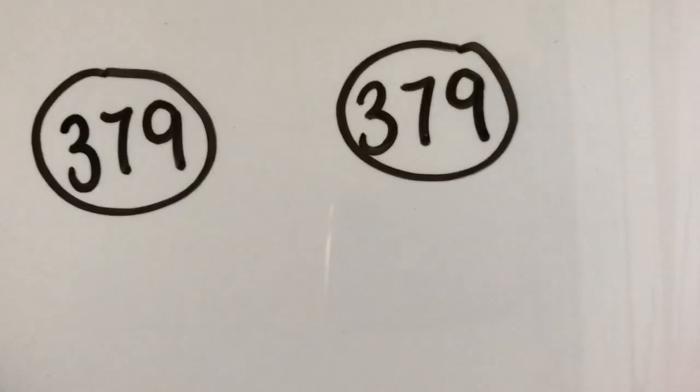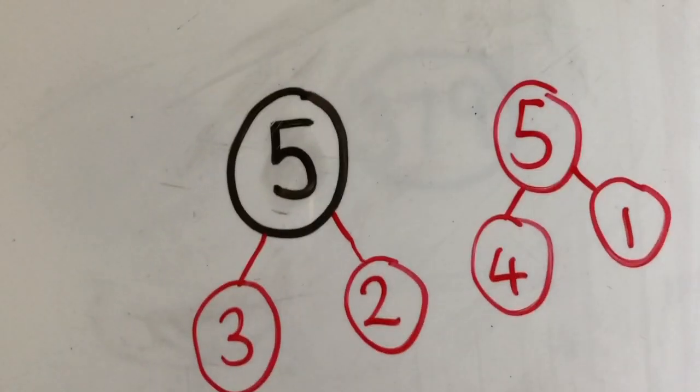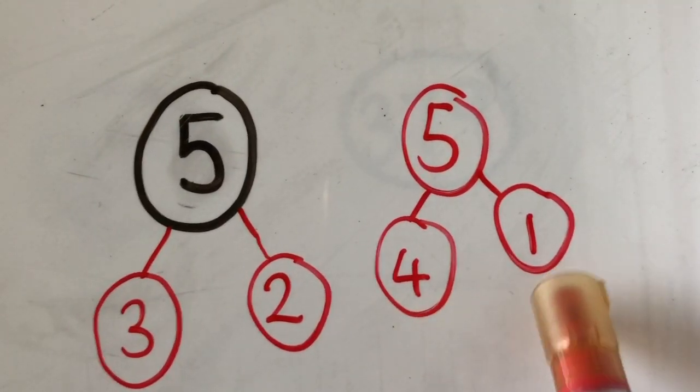It can also help the children to realise that there is more than one option for how you can regroup something. So like we did with the 5, we could regroup it into a 3 and a 2, or we could regroup it into 4 and 1.